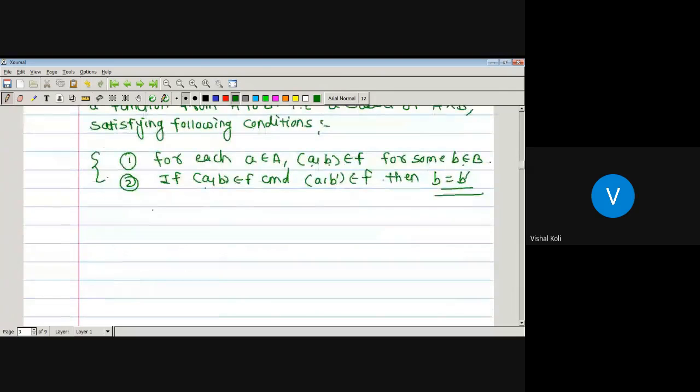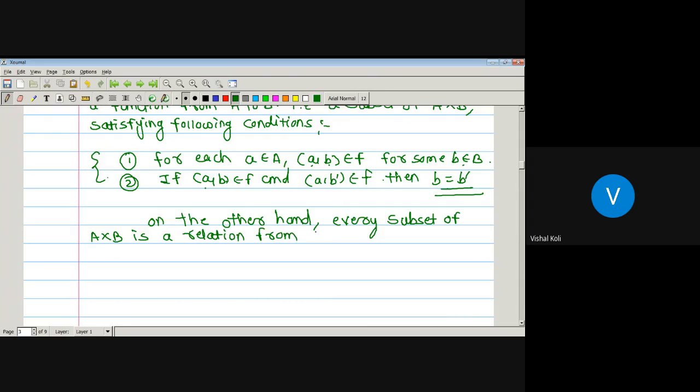Now, on the other hand, every subset of A cross B is a relation from A to B. Okay, so here if F is a function from A to B, then it is also a subset of A cross B and satisfies these two conditions. But if we take any subset of A cross B, then it is a relation.